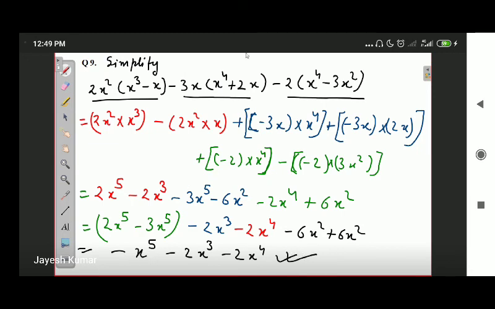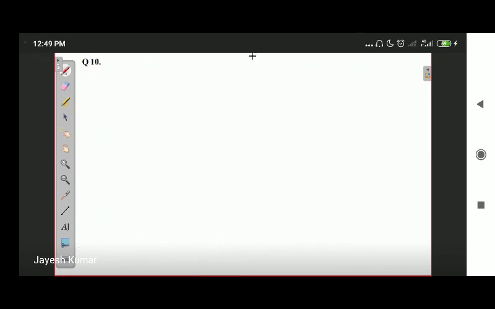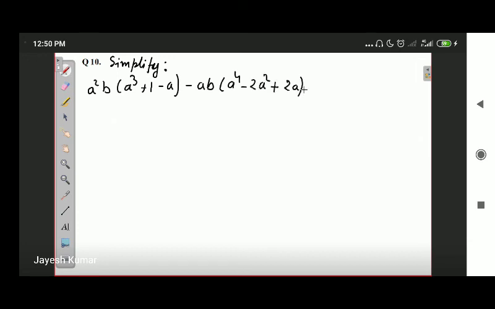Okay, in the same manner you have question number 10. Question number 10, you have to simplify a square b into (a cube plus 1 minus a), minus ab into (a to the power 4 minus 2a square plus 2a), minus b into (a cube minus 1 minus a square).